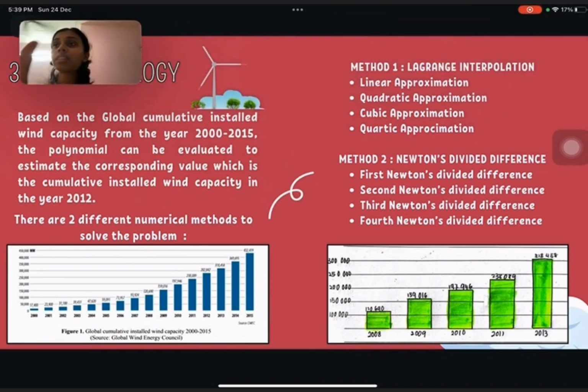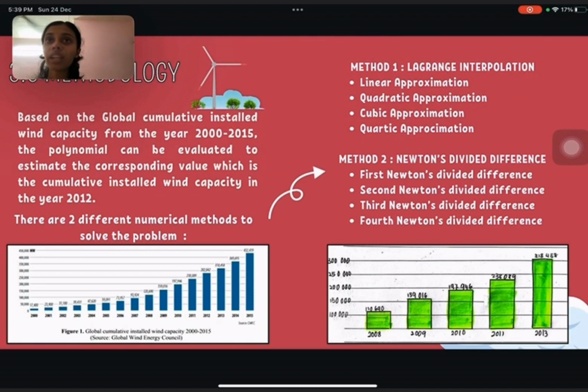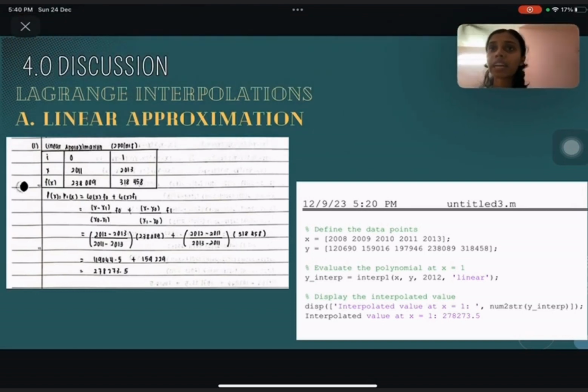The first method is Lagrange interpolation. Lagrange interpolation has 4 types of approximation, which are linear approximation, quadratic, cubic, and quartic. Method 2 is Newton divided difference. The first one is first Newton divided difference, then second, third, and fourth. And the next one is discussion.